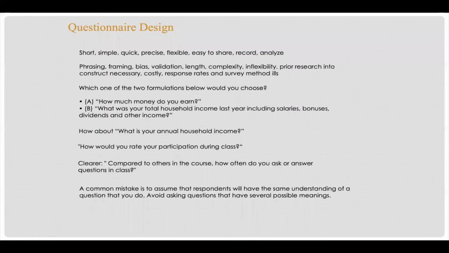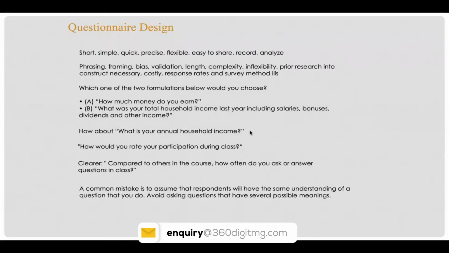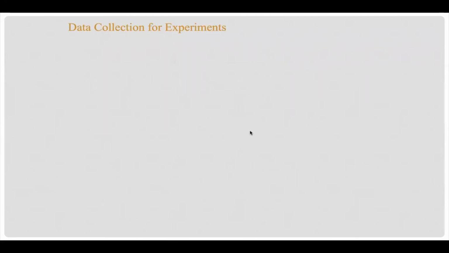Now, this is how you collect the data. All right, what data? Primary data: surveys. Then you have experiments. Of course, we have a full-blown module now in our current curriculum for data collection and all these things. This is just a gist. Data collection for experiments. Say you're doing some coupon marketing, be it Swiggy or Zomato or Amazon or even 360 Digit MB. Of course, we do not do any coupon marketing, but anyways.